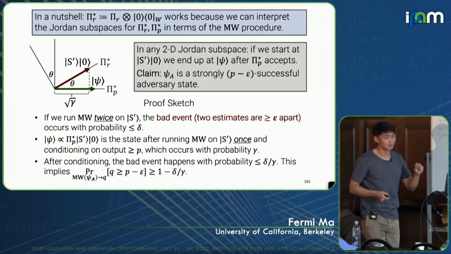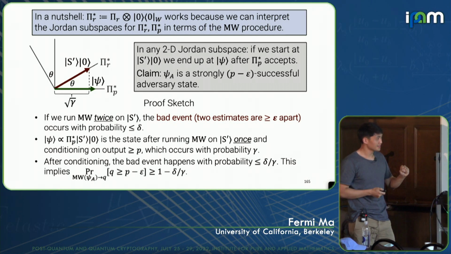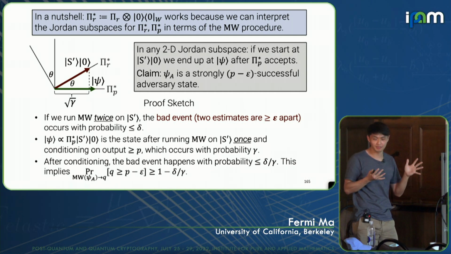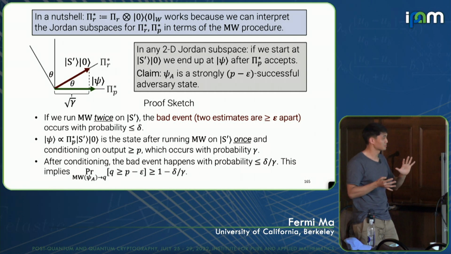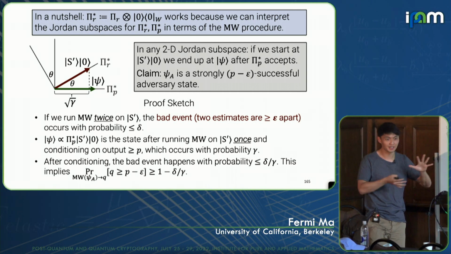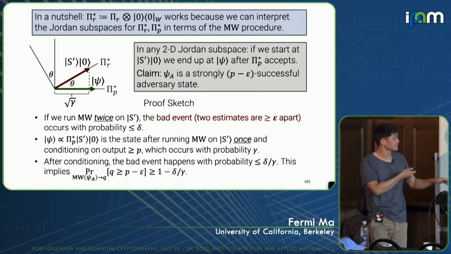Okay. So I think this argument is fairly involved, or at least takes a few minutes of thought. So don't worry if it doesn't make sense. I just wanted to show it in case anyone is curious of how we actually interpret these Jordan subspaces, or why this pi r star definition is important. It allows us to think about the Marriott-Watrous procedure and then invoke these almost projective guarantees to reason about this particular state.